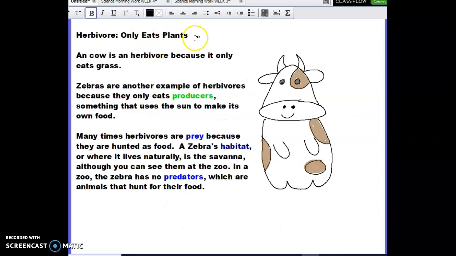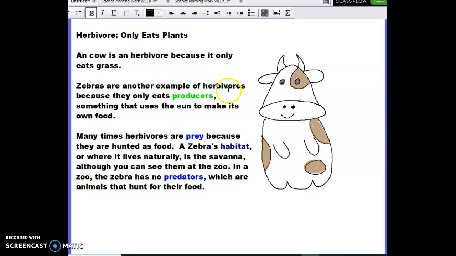An herbivore only eats plants. A cow is an herbivore because it only eats grass, right? Now you'll notice I'm kind of highlighting the vocabulary words that I'm using. How could you do that on paper? Well, you could use a different color pen. You could underline it, put a box around it, or just leave it as it is because I should be able to figure that out.